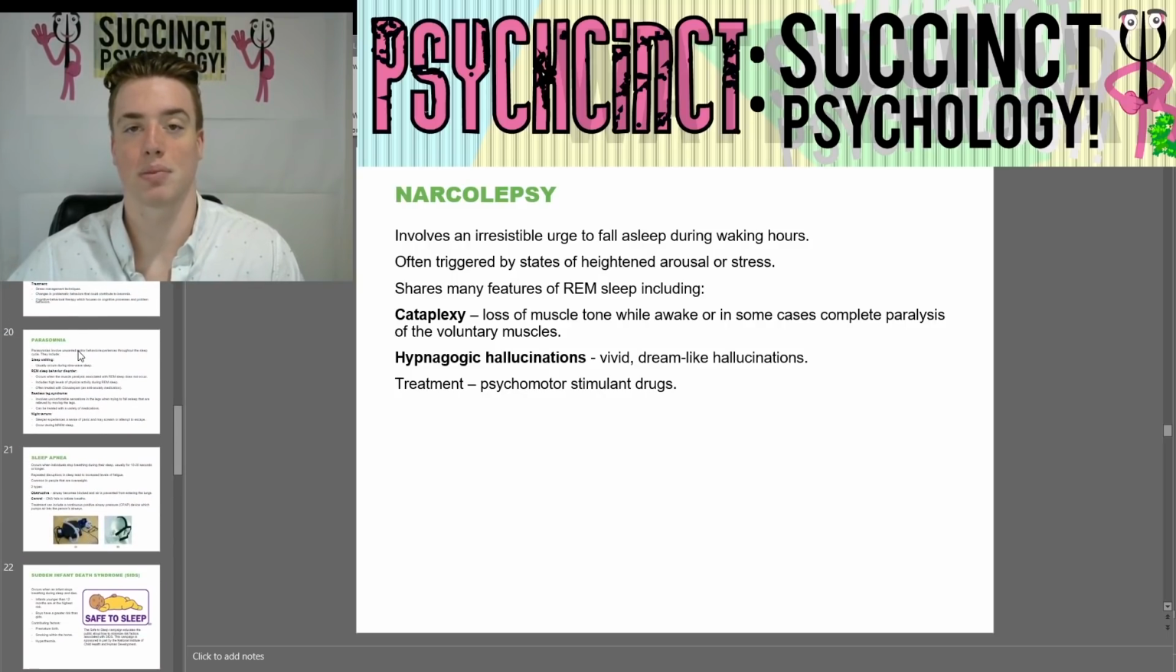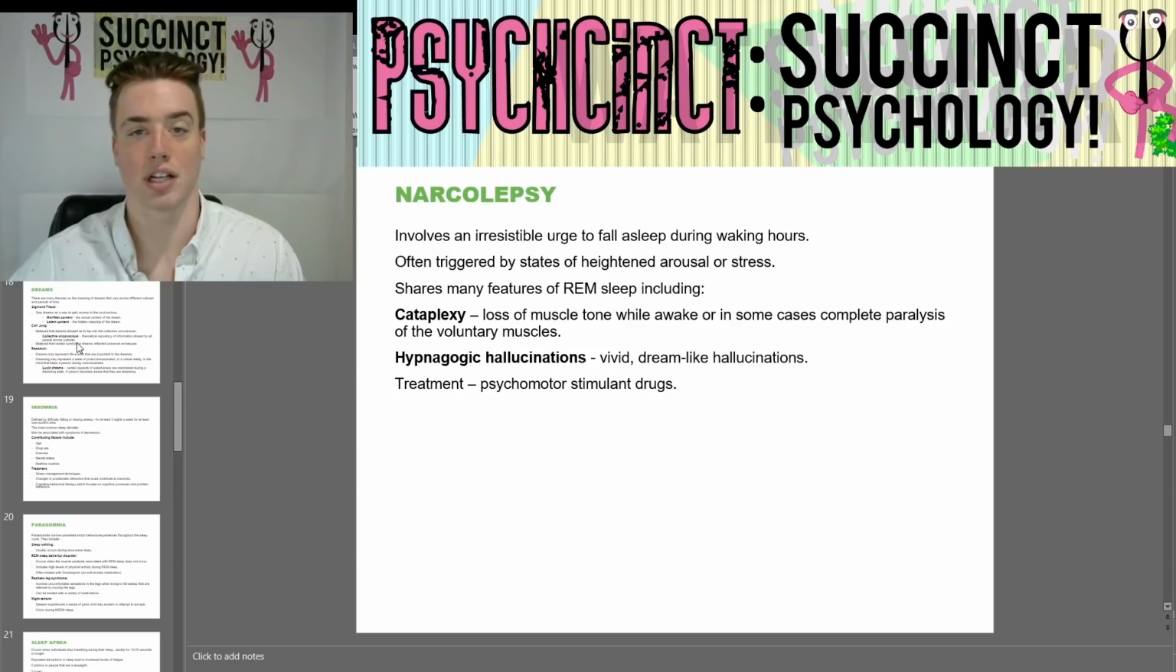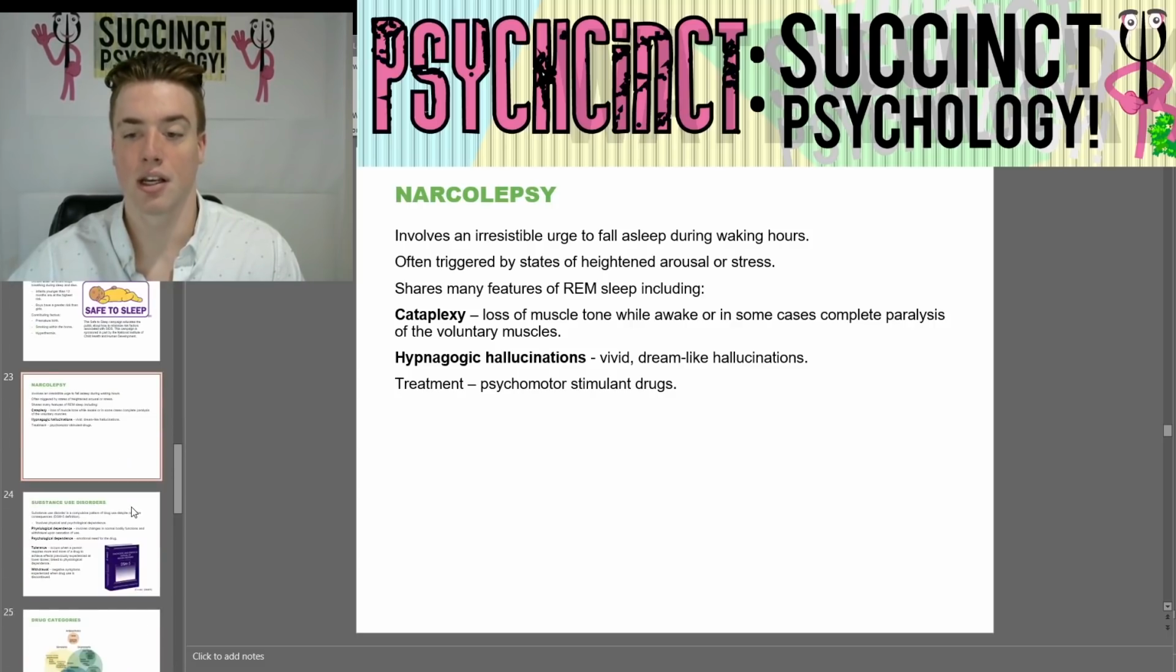Last time we started on sleep disorders, the effects of those, and also sleep stages. And so we're going to finish up the sleep disorders with narcolepsy. Narcolepsy involves an irresistible urge to fall asleep during waking hours. It is often triggered by states of heightened arousal or stress.